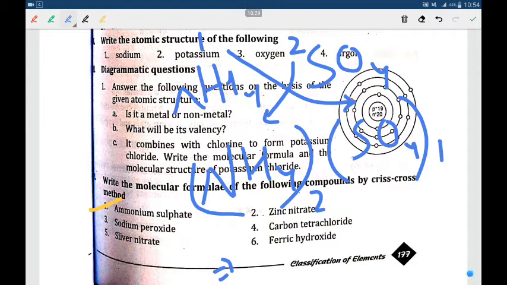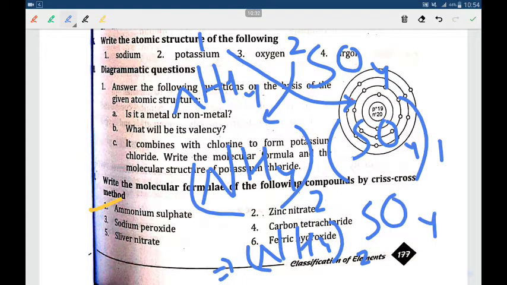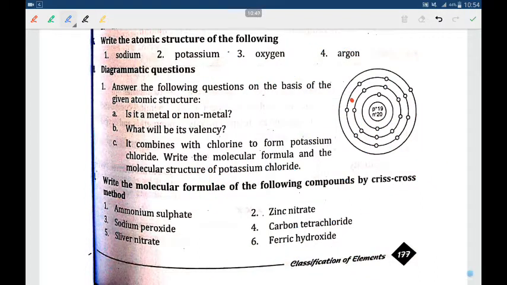Finally it becomes (NH4)2SO4, ammonium sulfate. This 4 is small, okay? This 4 is small, and in SO4, this 4 is also small. But this 2 you can write a bit big, no problem. But in its base. Clear? Let me rub it out.